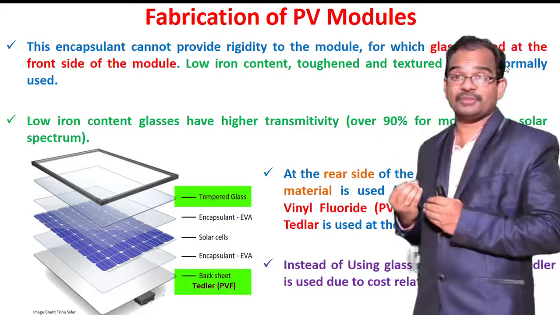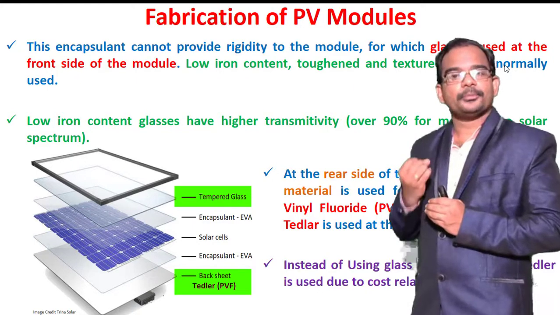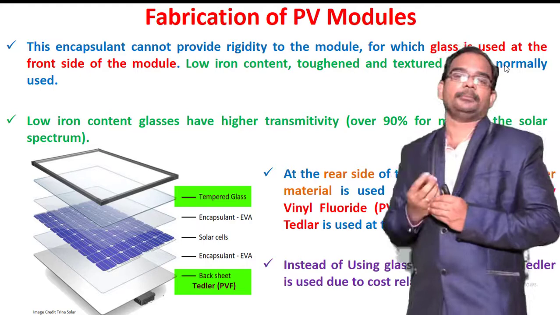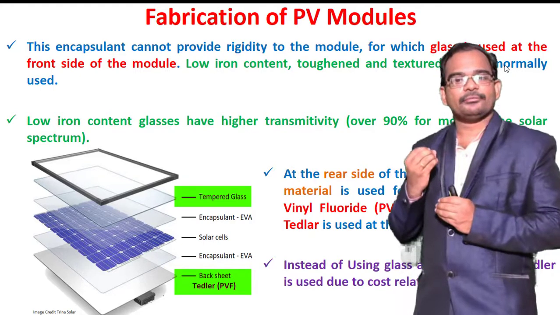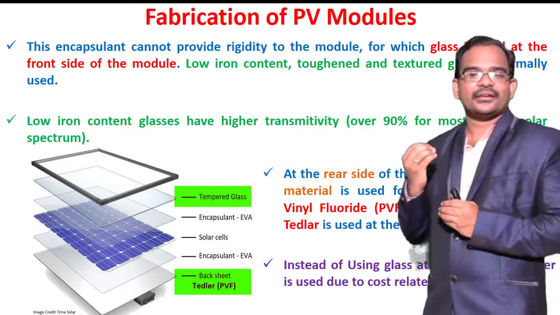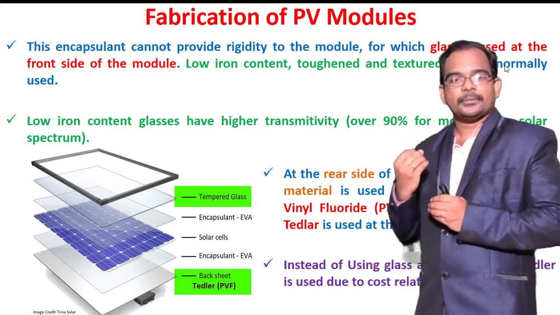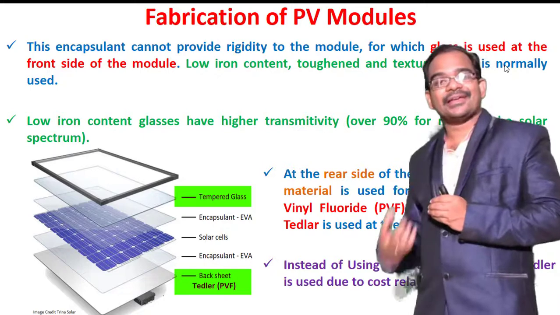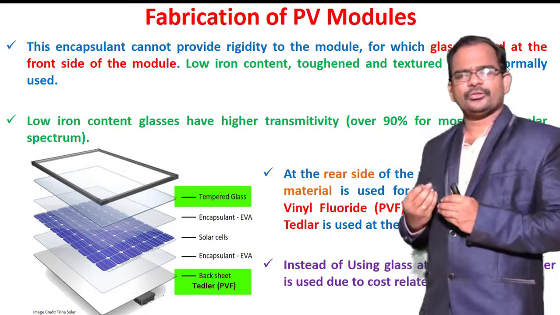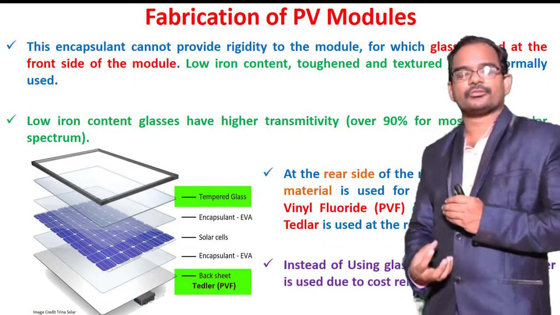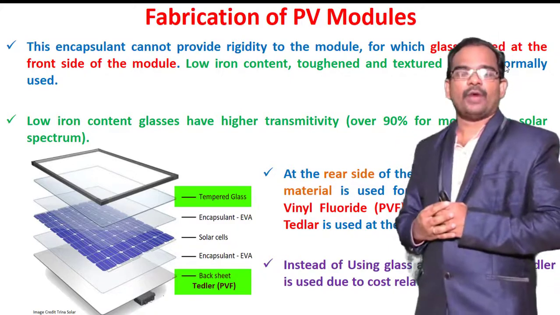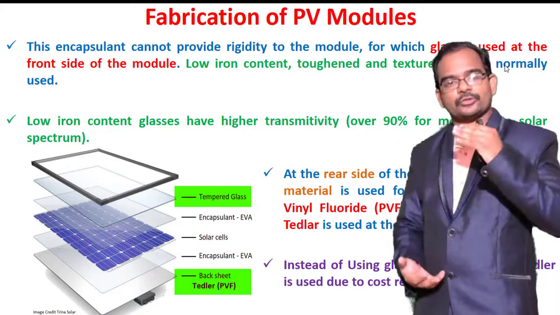At the rear side of a PV module, we use a hard polymerized material called polyvinyl fluoride, PVF. And this polyvinyl fluoride is commercially known as Tedlar. This Tedlar is used as a backsheet below the encapsulant at the rear end of the solar module. So why are we using Tedlar at the rear end of a solar panel and glass at the top end? Why don't we use glass on both top and bottom?